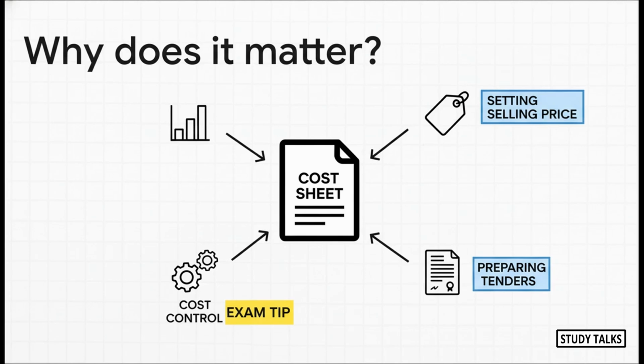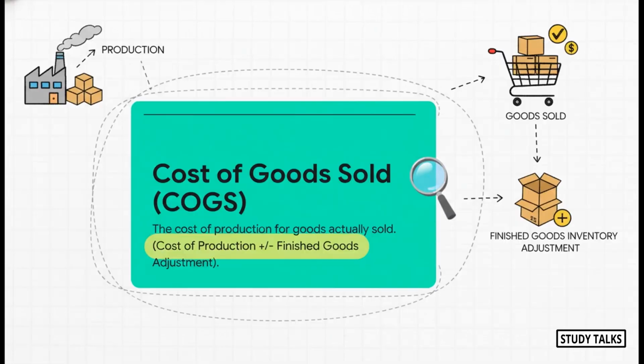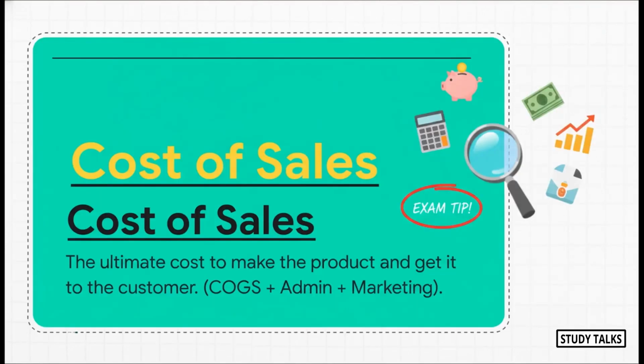It helps managers control costs by comparing them over time. So yeah, it's not just some random format for the exam. It's a super powerful tool in the real world. All right, quick recap. Cost of goods sold, or COGS. What is it? In simple terms, it's the production cost of only the units you actually sold this period. You find it by taking your total cost of production and then adjusting it for your opening and closing stock of finished goods.